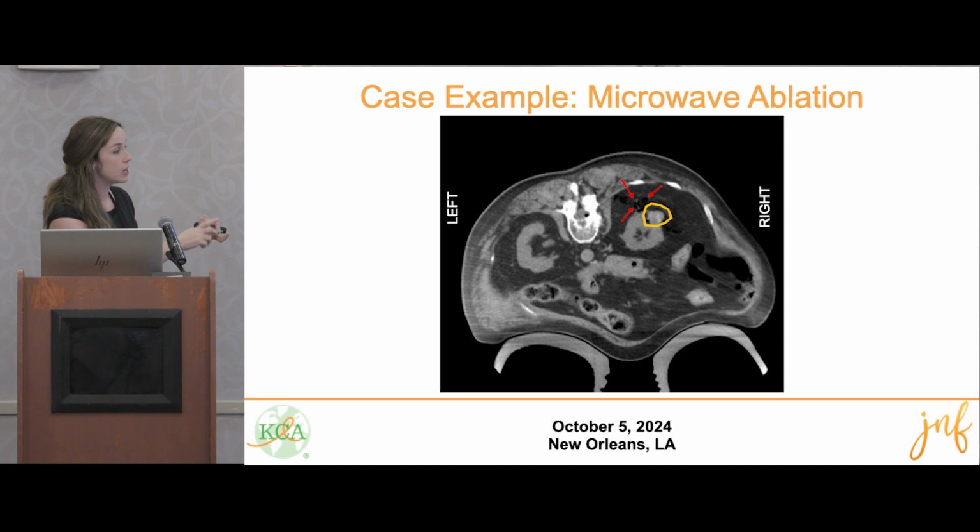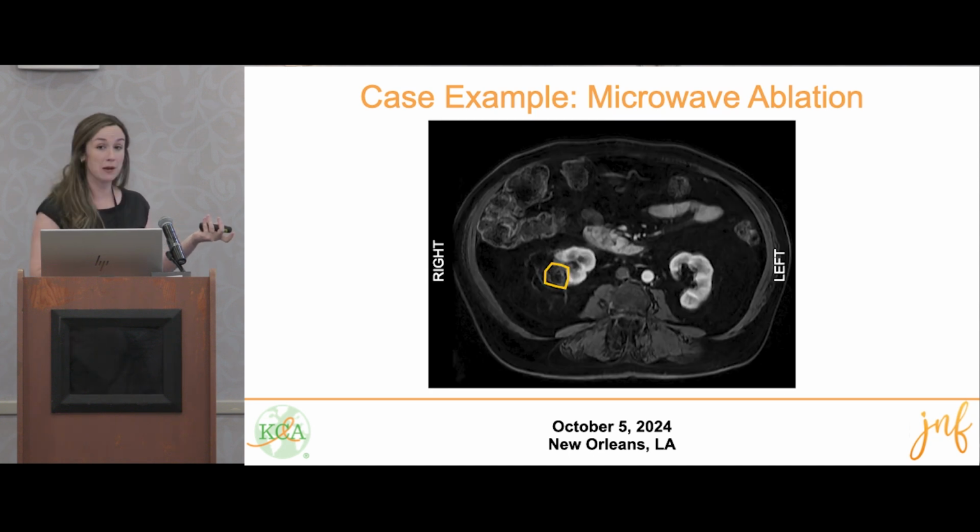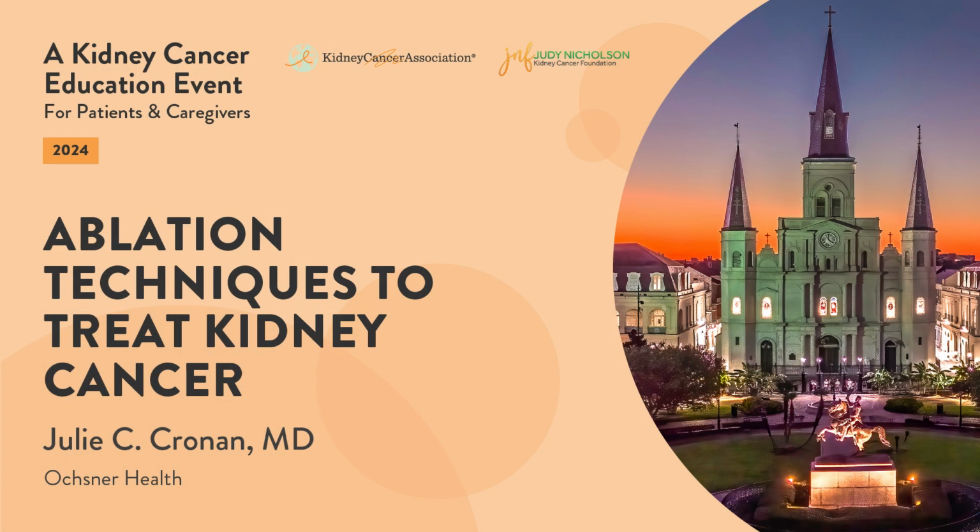No evidence of bleeding. You can see there's a little bit of hyperdensity, which means it's brighter white, in the mass itself. There may be a little bleeding in the mass. That is okay. We don't want bleeding outside of the kidney. And then there's a little bit of gas left over. Totally fine. And then we got an MRI afterward, and as you can see, there's no enhancement on that mass. So that is exactly what we like to see.